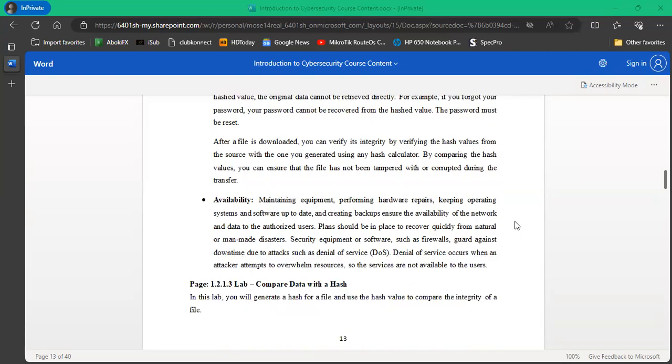So, availability. Maintaining equipment, performing hardware repairs, keeping operating systems and software up to date, and creating backups ensures the availability of the network and data to the authorized user. And security equipment or software such as firewalls guard against downtime due to attacks such as denial of service. We talked about this denial of service because of these contents.